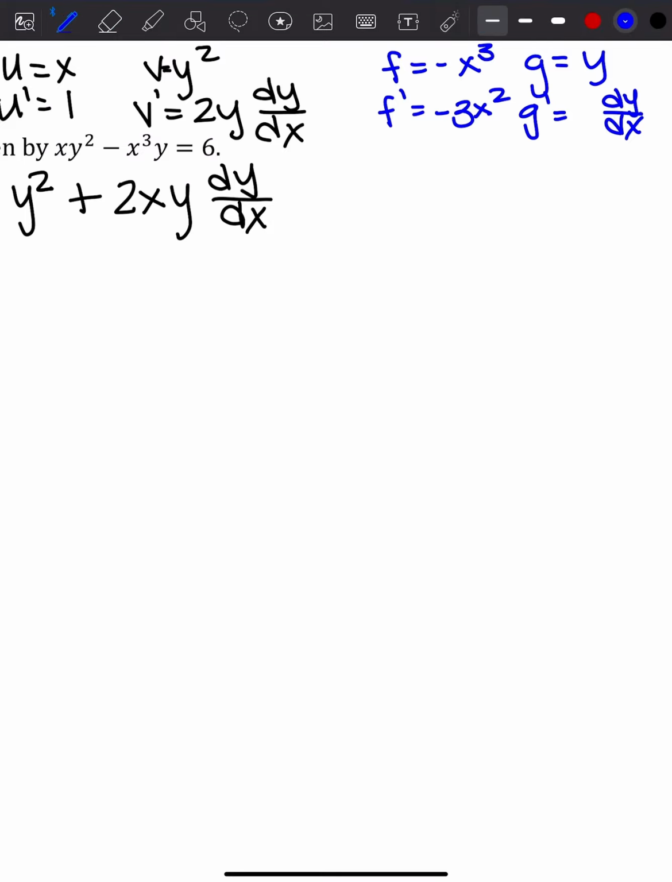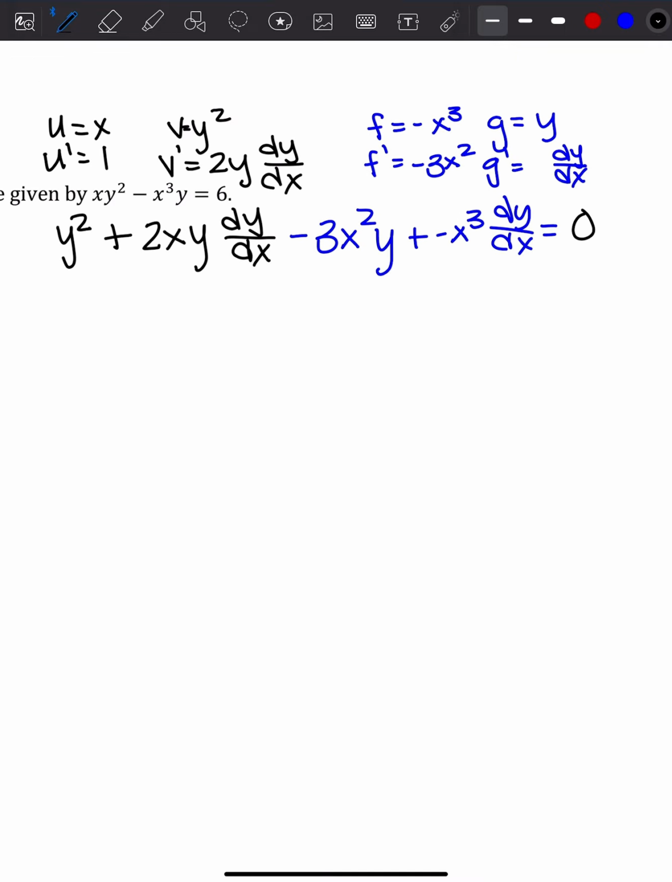Okay, we're going to put that in now. So we have minus 3x squared y plus negative, so we can realistically get rid of that. We have dy over dx times x cubed, so x cubed dy over dx equals the derivative of 6, which is 0.